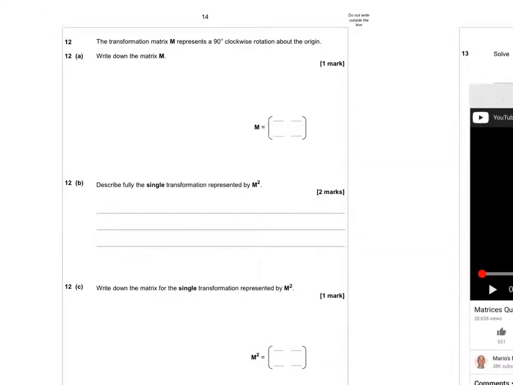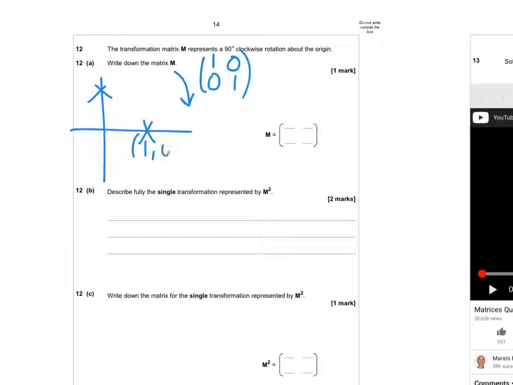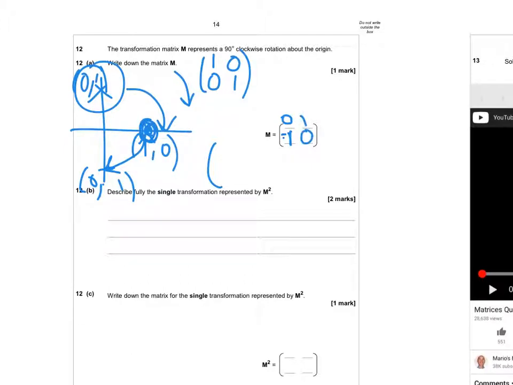Okay, so let's look at this matrix, a 90 degrees clockwise rotation about the origin. So if we've got our two points here and here, 90 degrees clockwise, clockwise is that way. So our previous matrix was 1, 0, 0, 1. If we go 90 degrees, this point here, 1, 0, it's going to go here, which is 0, negative 1. And this point, 0, 1 is going to end up there, 1, 0.